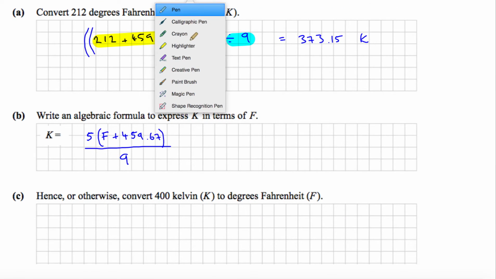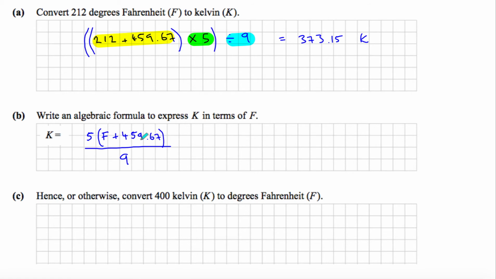So again, just to color code that for you, you've got the addition of F first, then you've got the multiply by 5, and then the whole lot's divided by 9. Okay, so finally, part C, hence or otherwise, convert 400 Kelvin to degrees Fahrenheit. So hence means using what we just did, so I'm going to take that as a help.